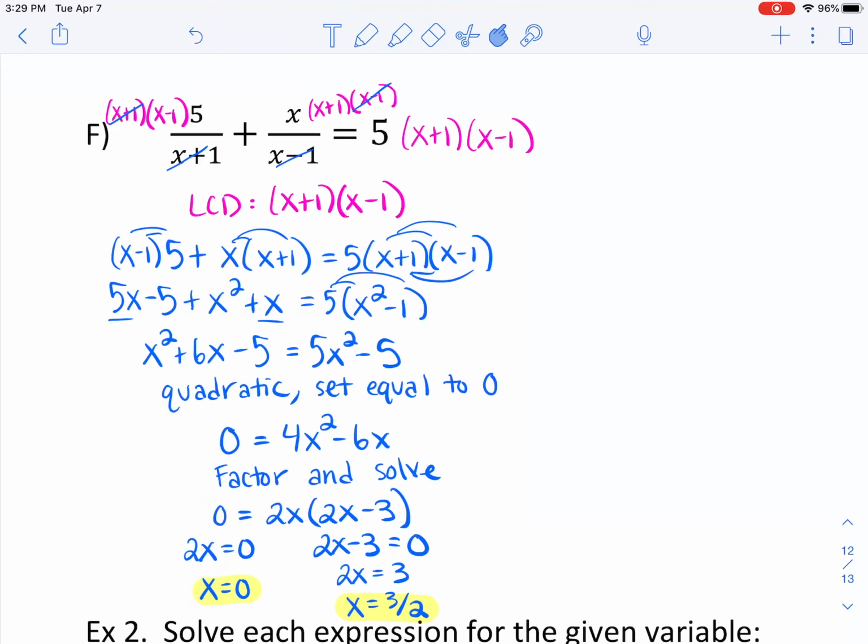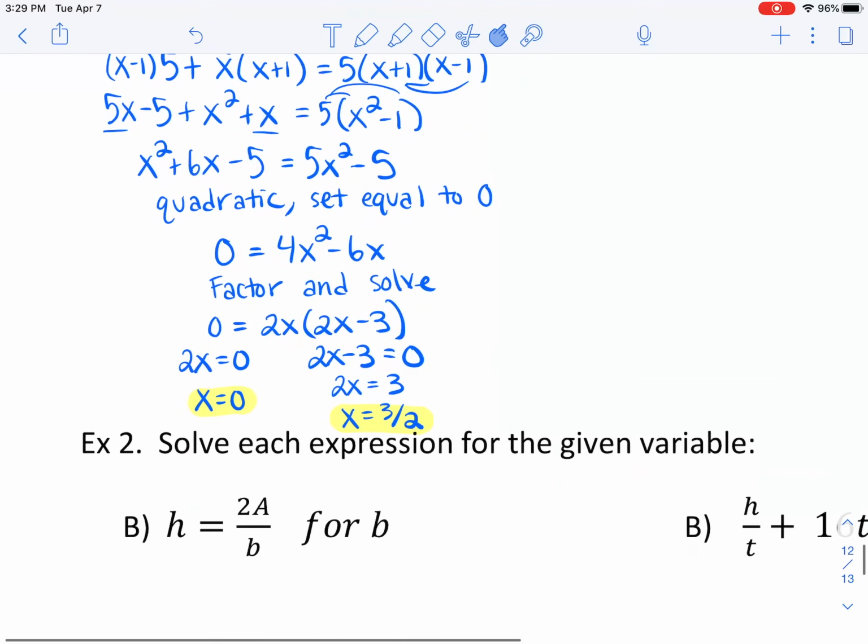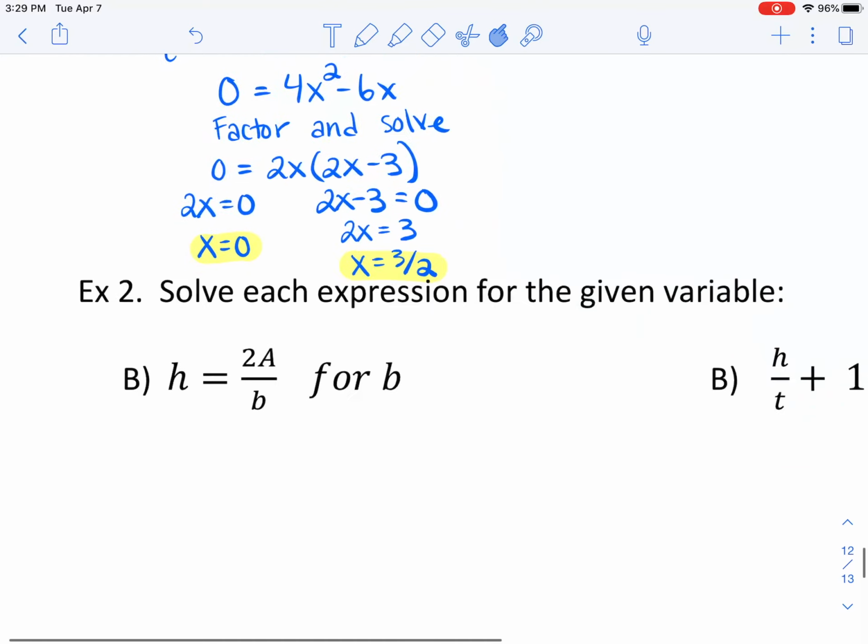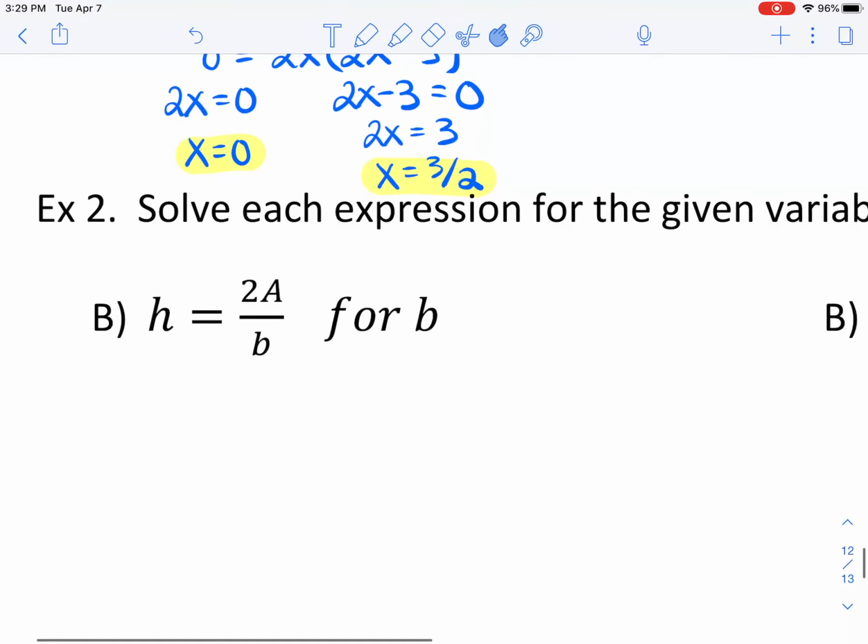The other type of question you'll be asked in this section is to solve each expression for the given variable. So let's look at b. We have h equals 2a over b, and we're trying to solve for b. When it says we want to solve for b, that means we want to get b by itself. Notice that these are rational equations, and just like we did before, we can find the LCD to rewrite it as something that's not a rational equation. It might be a little bit easier to solve for the variable we're trying to solve for.